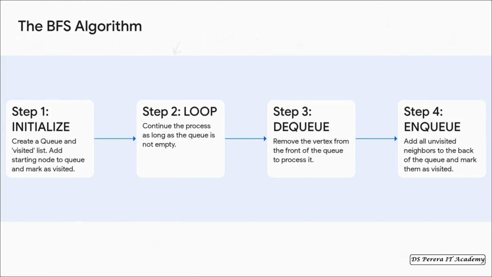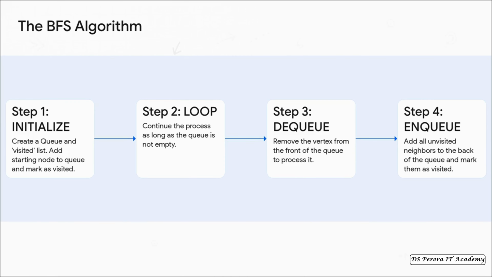So here are the 4 fundamental steps. It's a beautifully simple and really effective process. First, step 1, we initialize. We need 2 things, an empty queue to hold the nodes we plan to visit and a visited list to keep track of where we've already been. We add our starting node to the queue and immediately mark it as visited so we don't accidentally come back to it.